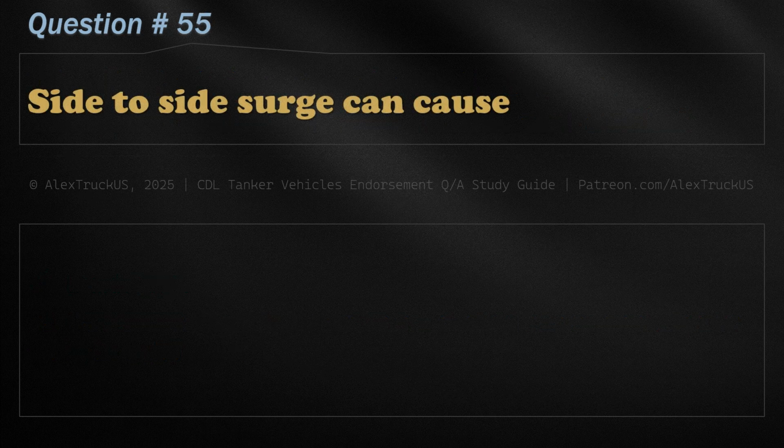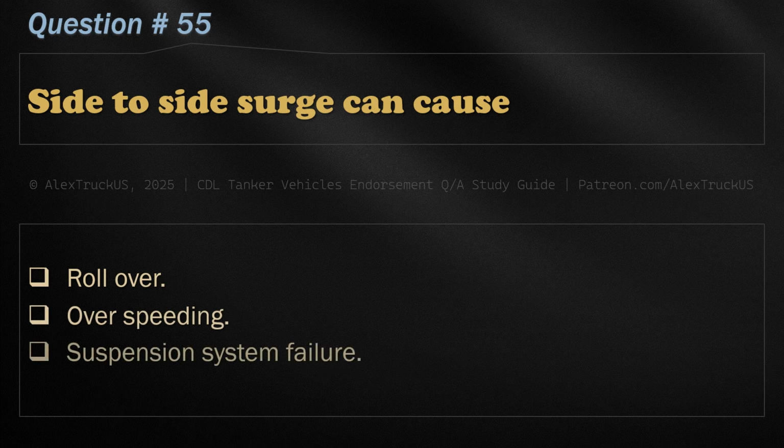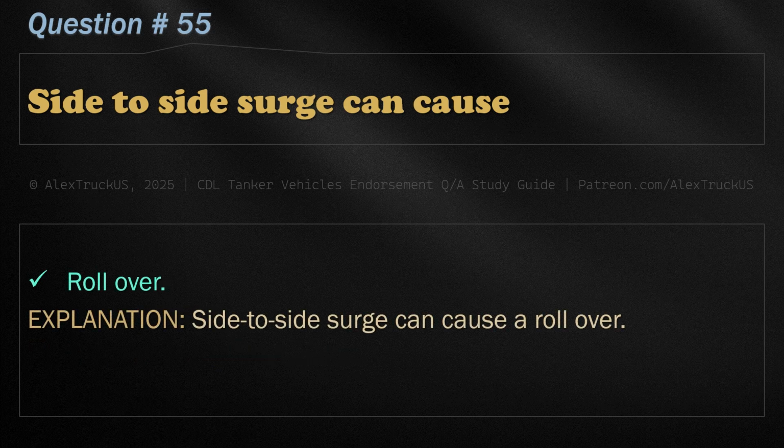Question 55. Side-to-side surge can cause rollover, overspeeding, suspension system failure. Correct answer is rollover. Side-to-side surge can cause a rollover.